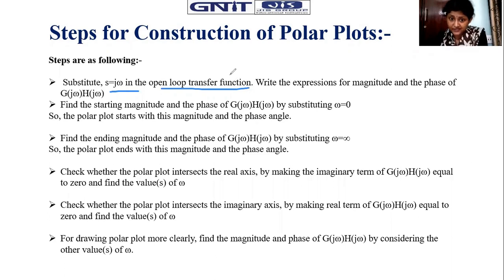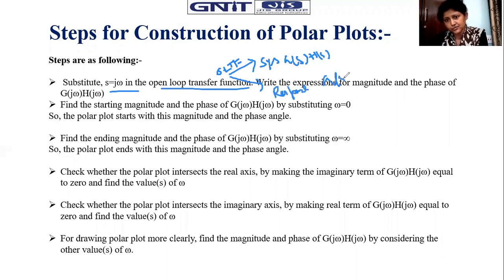The open loop transfer function may be a system representation, G(s)H(s), where G(s) is the system representation, or the OLTF may be a response representation, which is also G(s)H(s). That's why it is very important.